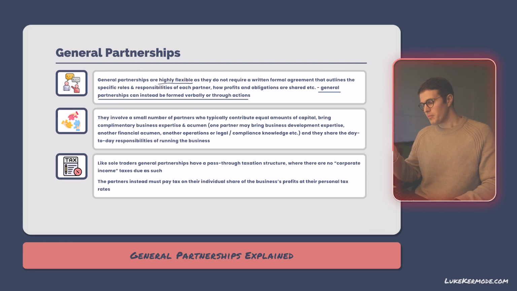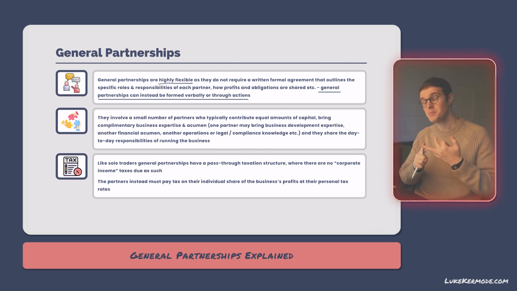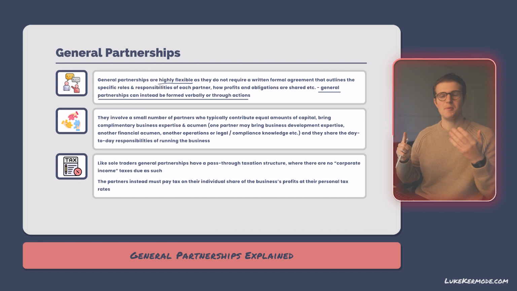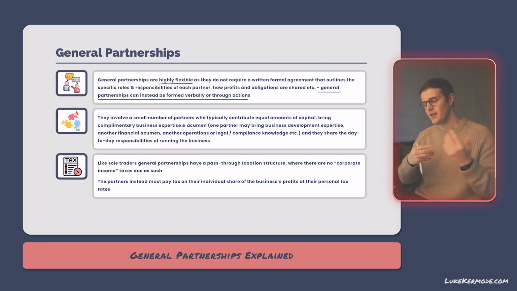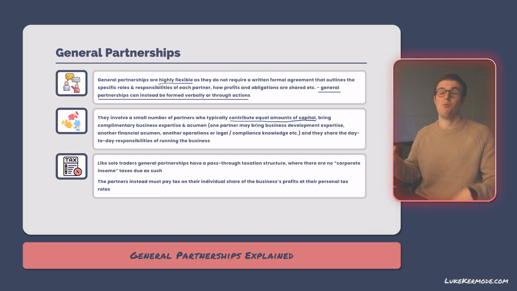It involves a small number of partners who contribute often equal amounts, but sometimes different amounts. If you have 3 partners, it could be a 33%, 33%, 33% split, or it could be a 40%, 30%, 30% split, or whatever. Typically, it's sort of even Stevens, but it can be equal or different amounts depending on the nature of the partnership agreement. One partner may be bringing more capital or more expertise. There's flexibility there. And they bring complementary business expertise and acumen.